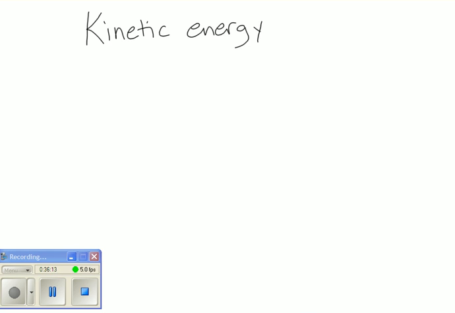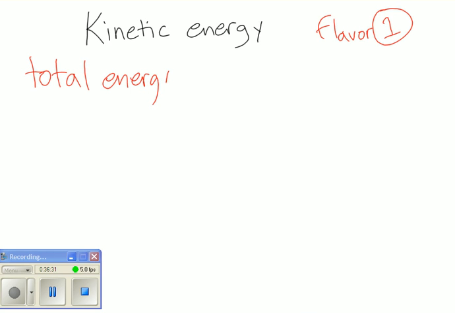Flavor of energy number 1. We've got this idea that the total energy before plus the change, which is what happens over time, equals the total energy after.